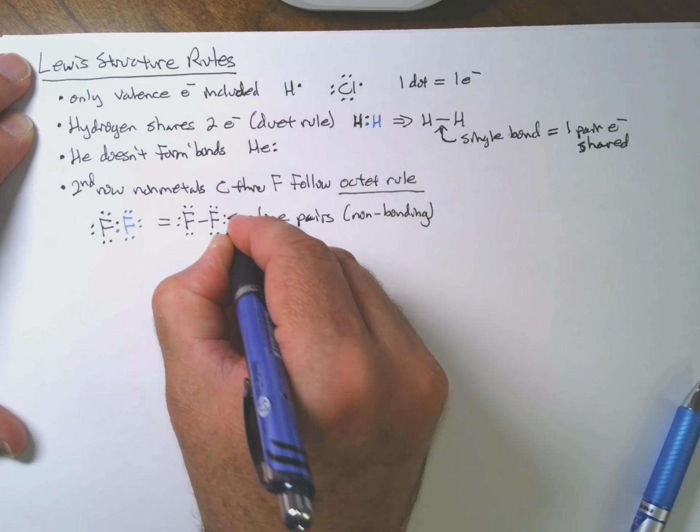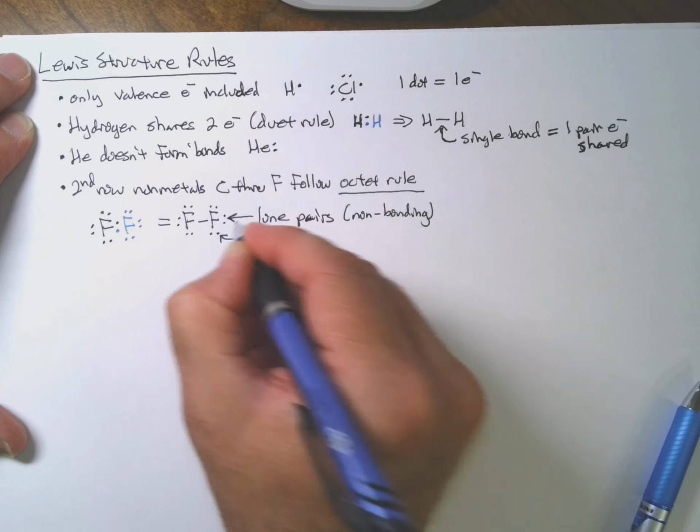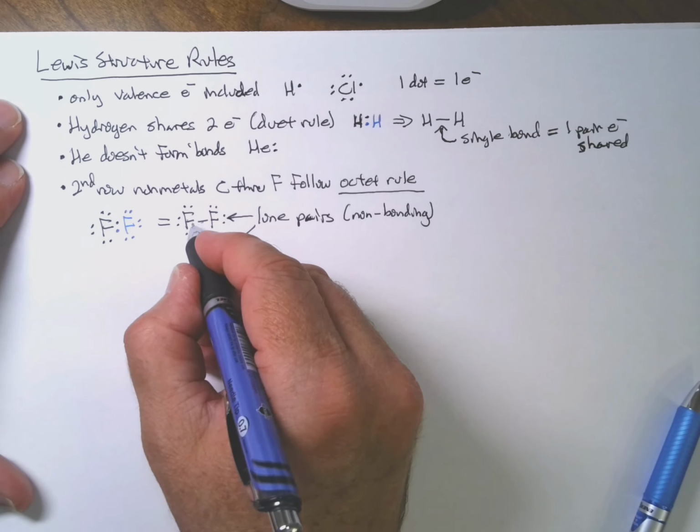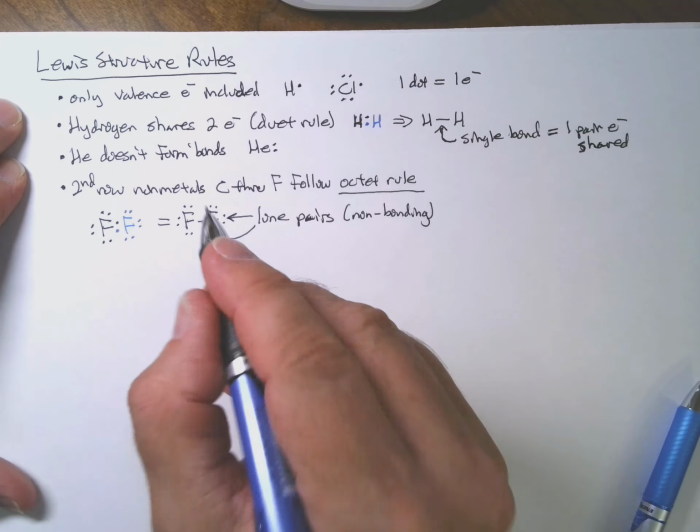So these dots there are lone pairs, and they're non-bonding, as opposed to a bonded pair, which is in my bond. And then neon does not form bonds. So it would just be neon, and it fills the octet rule all by itself.